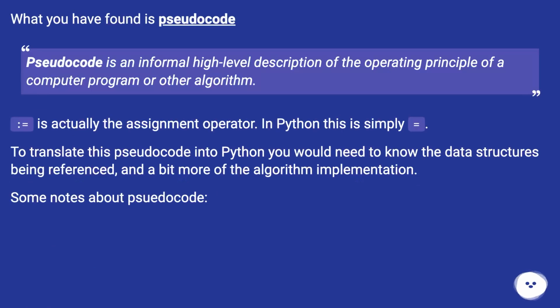What you have found is pseudocode. Pseudocode is an informal high-level description of the operating principle of a computer program or other algorithm. Colon equals is actually the assignment operator. In Python, this is simply equals. To translate this pseudocode into Python, you would need to know the data structures being referenced and a bit more of the algorithm implementation. Some notes about pseudocode.